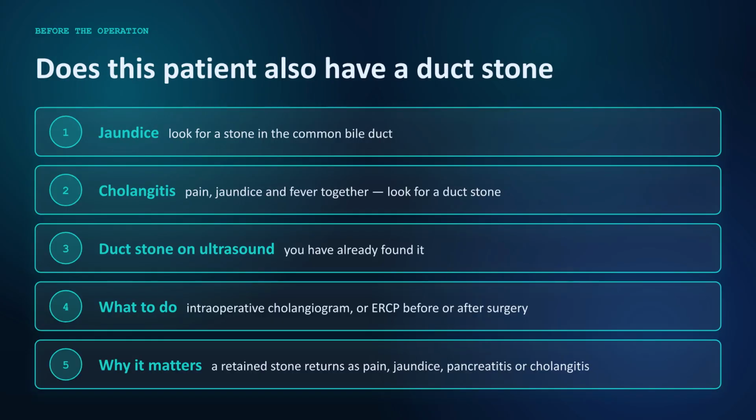One more decision before the operation. Does this patient also have a stone in the bile duct? 3 findings should make you look: jaundice, cholangitis, or a duct stone seen on ultrasound. In those patients, obtain an intraoperative cholangiogram during the cholecystectomy, or arrange an endoscopic retrograde cholangiopancreatography. The point is to avoid leaving a stone behind. A retained duct stone can present days later with pain, jaundice, pancreatitis, or frank cholangitis. Marcus has none of those 3 findings, so he needs neither. One more trigger to look: a dilated common bile duct on the ultrasound. A duct wider than about 6 millimeters deserves a second look, even when the bilirubin is normal.